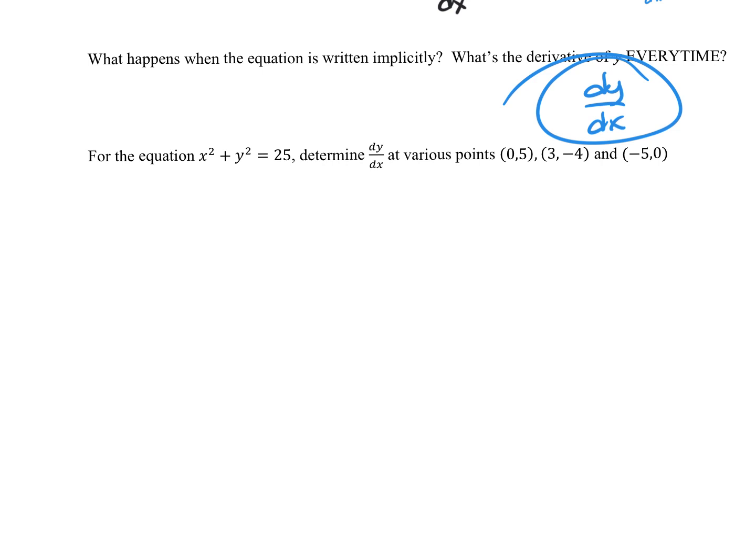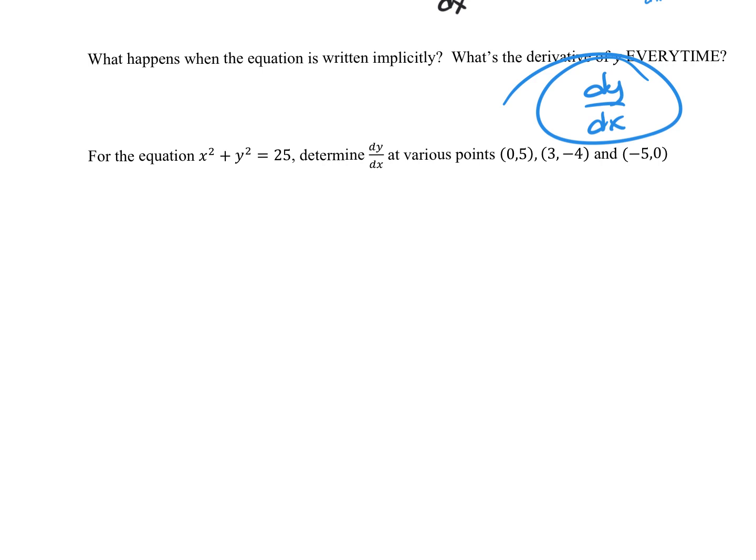What? x squared plus y squared equals 25. Anyone? A circle. Oh my gosh, you guys, it's a circle. So what are they asking for when they say find dy dx? dy dx is just the slope. Very good.